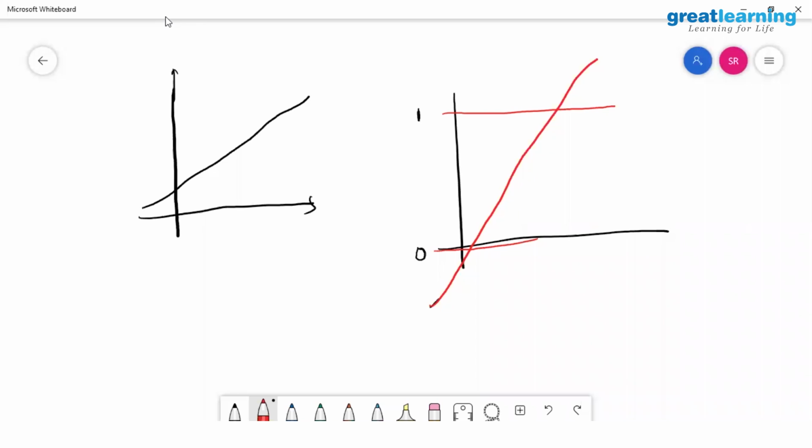Am I right? So how do we convert this to a sigmoidal curve? How do you convert this to a sigmoidal curve?